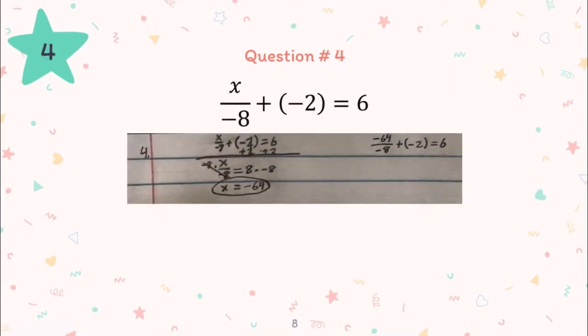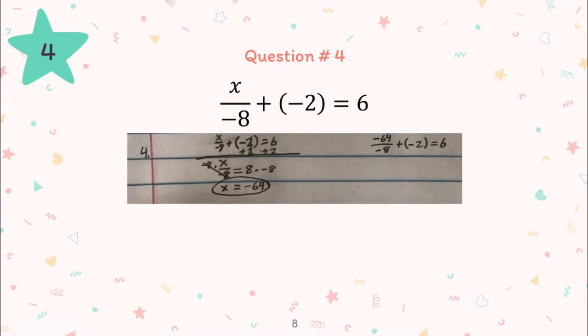So for this one, the equation is x over negative 8 plus negative 2 equals 6, we did the inverse operation. The opposite of subtracting is adding. So negative 2 plus 2, the symbols cancel each other out. Then we do the same thing on the other side, which is 6 plus 2, that equals 8. So now we're left with x over negative 8 equals 8.